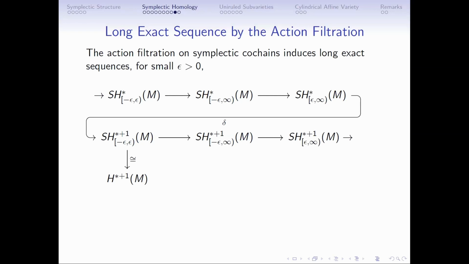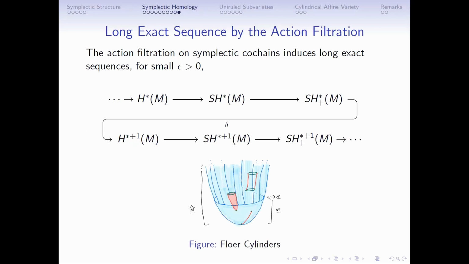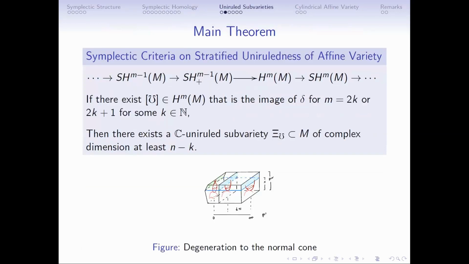Your result regarding this universal subvariety, I don't know anything about it. Can you abstract the existence of universal subvarieties? I mean, the function is very strong. If I compute the long exact sequence and look at the delta map, if the homology class is in the image of the delta map, then I can detect a universal subvariety.